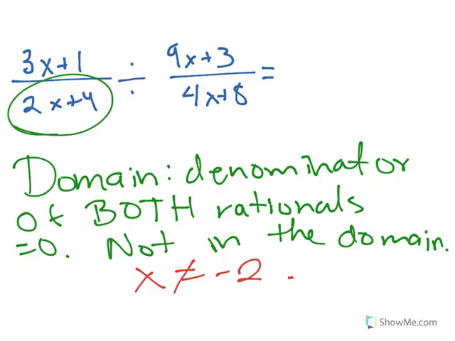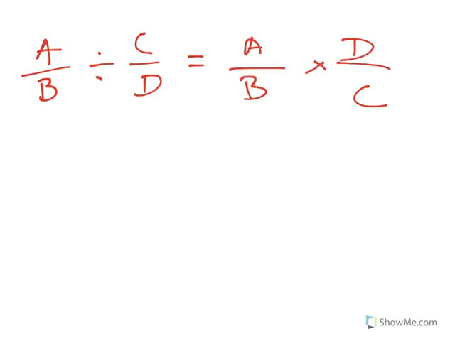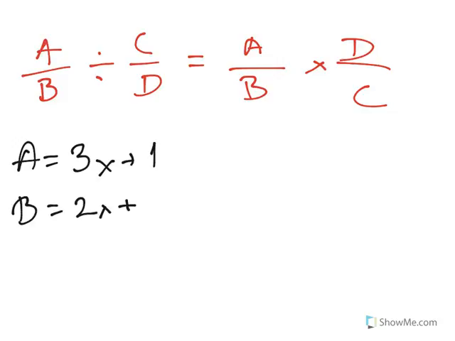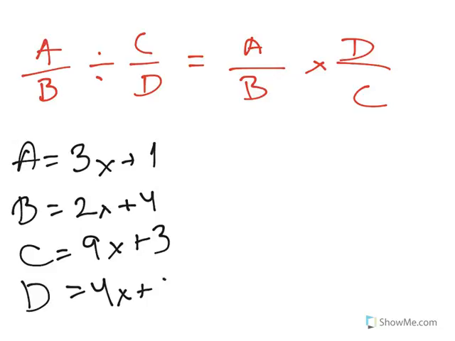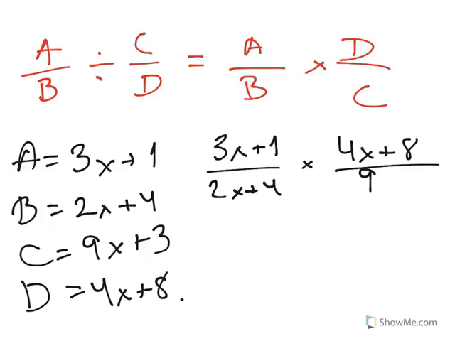So having that clear, now we just need to find out what this division equals to. As I mentioned in the previous video, a over b divided by c over d is just equal to a over b times d over c. In this case, a is equal to 3x plus 1, b is equal to 2x plus 4, c is equal to 9x plus 3, and d is equal to 4x plus 8. So now we just plug this in, substitute, and we get 3x plus 1 over 2x plus 4 times 4x plus 8 over 9x plus 3.